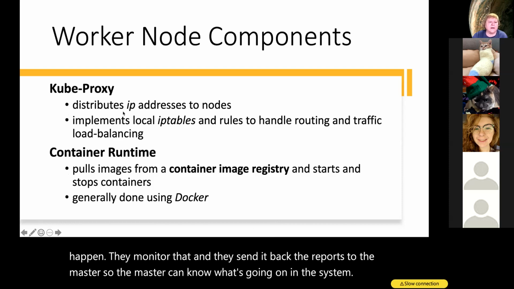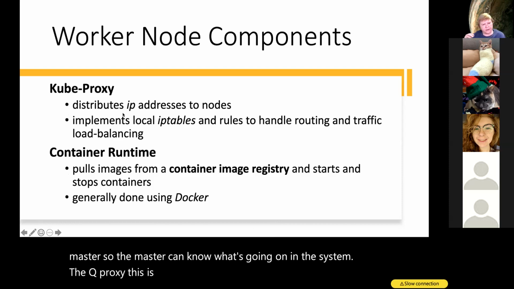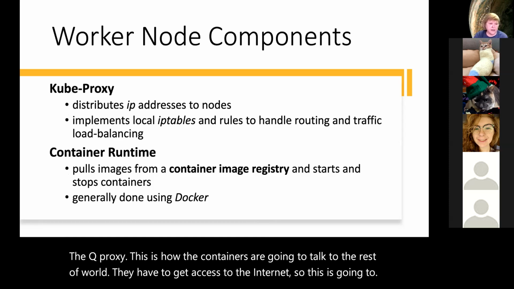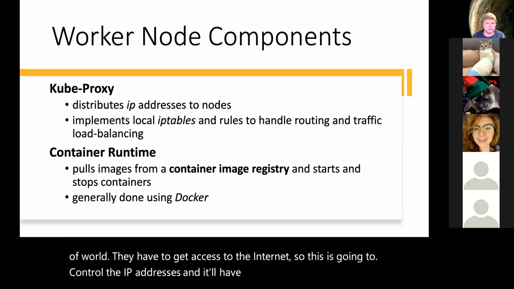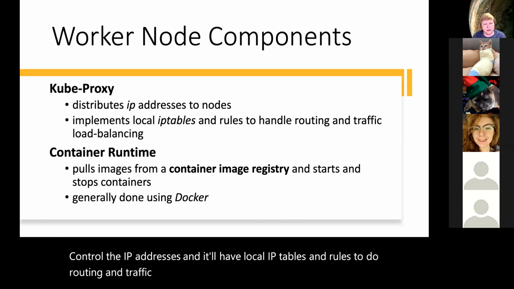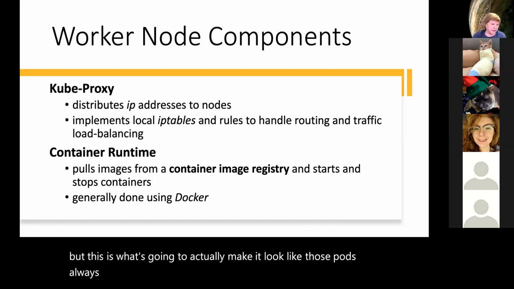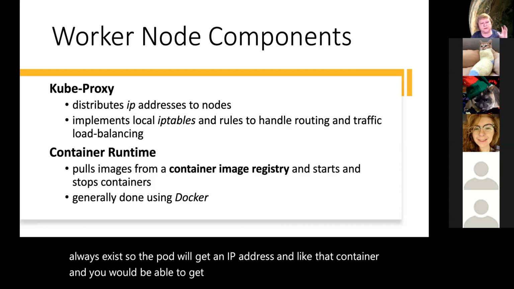The kube proxy, this is how the containers are going to talk to the rest of the world. They have to get access to the internet. So this is going to control the IP addresses. It'll have local IP tables and rules to do routing and traffic balancing between all of the parts of the node. This is what's going to actually make it look like those pods always exist. The pod will get an IP address, and like that container, you're going to be able to get to it through this IP address. So this is the connector.